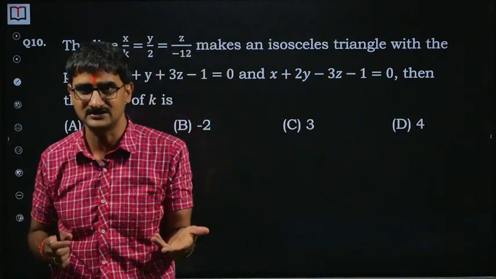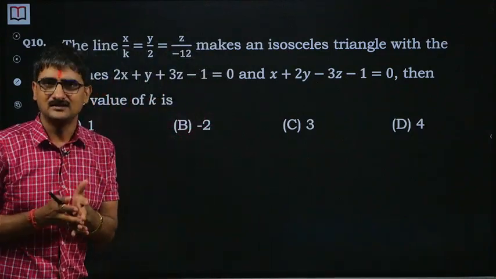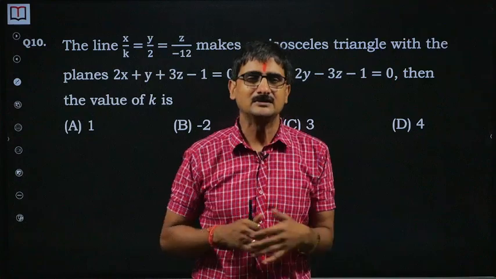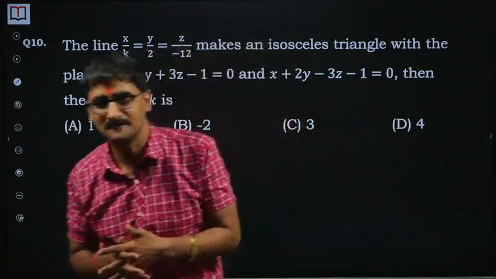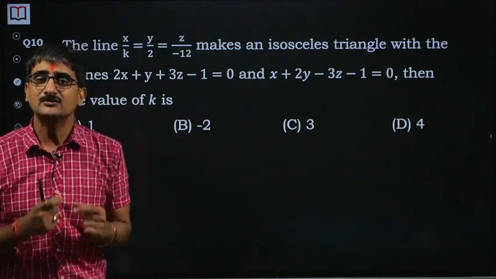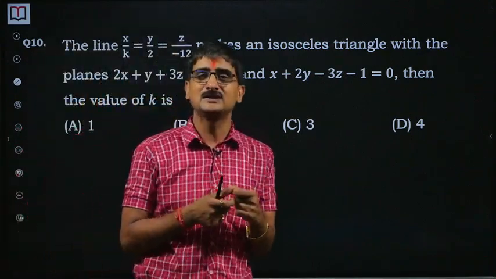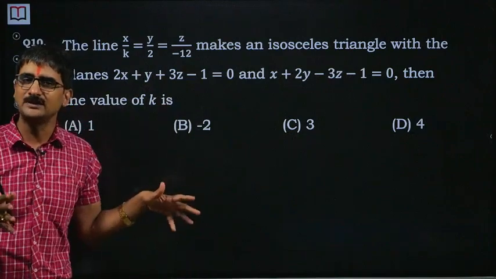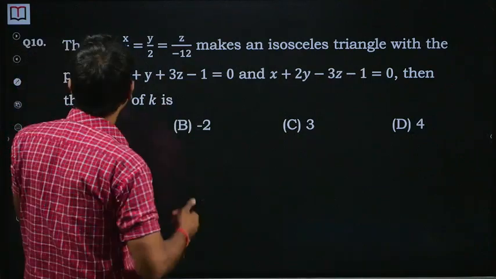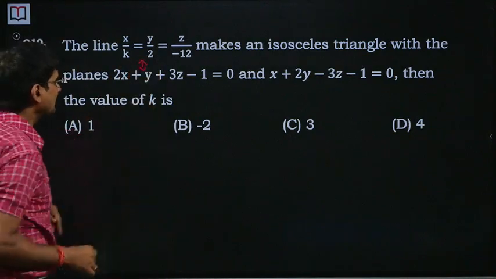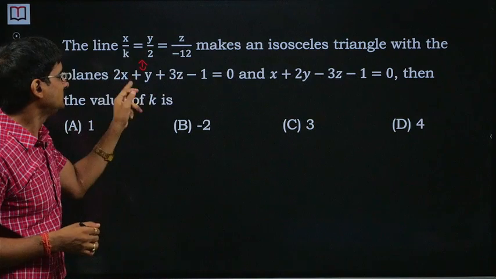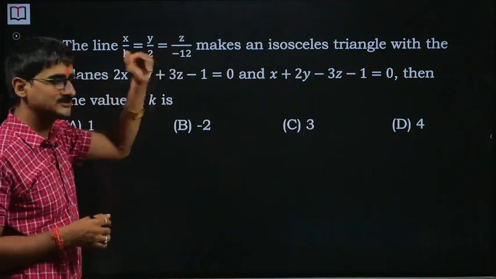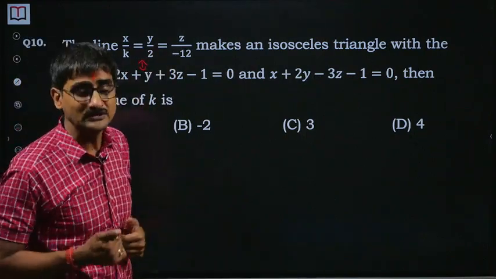Now see, the simple angle which the line makes with the plane is not something standard. So how do we do it? We just try to find the angle which it makes with the normal to the plane. That means if it makes equal angle with the plane, it should make equal angle with the normal also. So what I tried was to find A, B, C, A1, B1, C1, A2, B2, C2. Here 2, 1, 3 are the DRs of the normal to the plane, and k, 2, minus 12 are the DRs of the line.